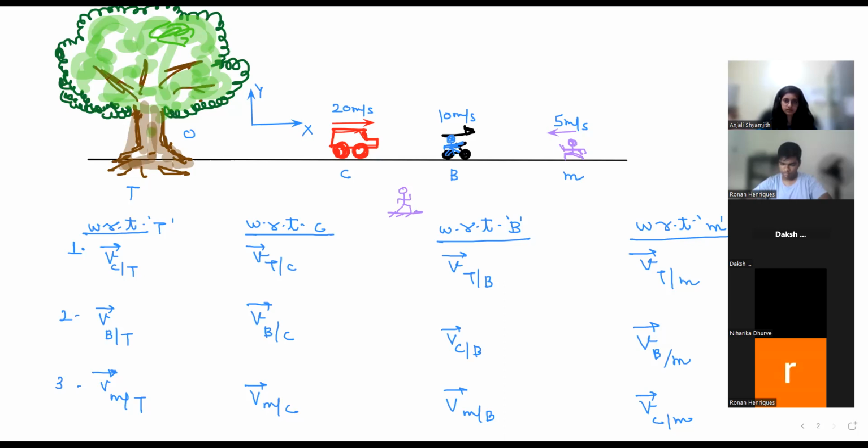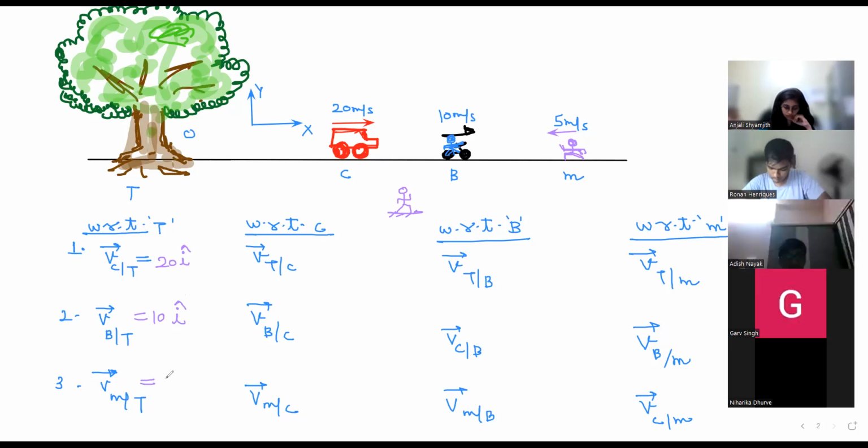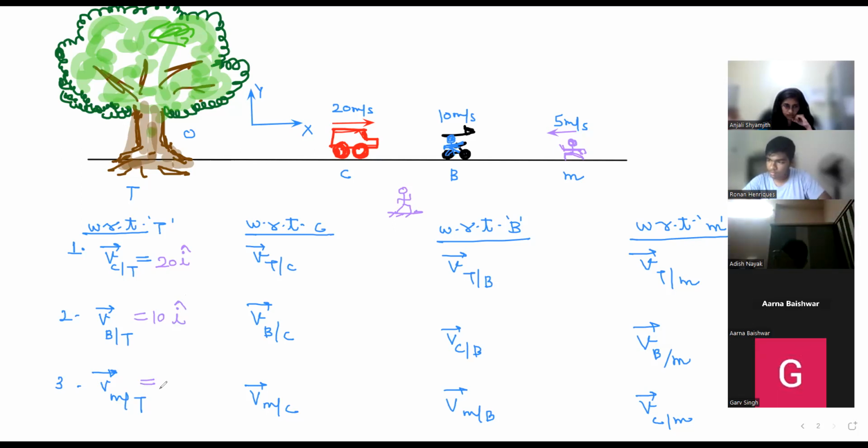हाँ भाई, चले आगे. चलो VCT क्या होगा? कौन बता रहा है इसका आंसर मेरे को? जल्दी जल्दी. चलो फर्स्ट वाले दो का. दक्ष जल्दी बता, VBT क्या होगा? -10 I cap. Ronan, what is VMT? -5 I cap. See, the minus coming towards, the 5 minus I cap.